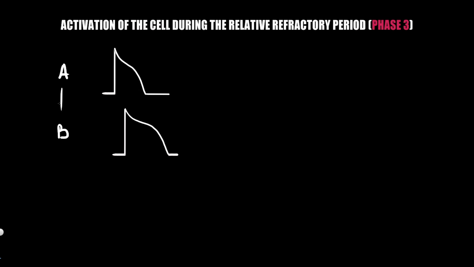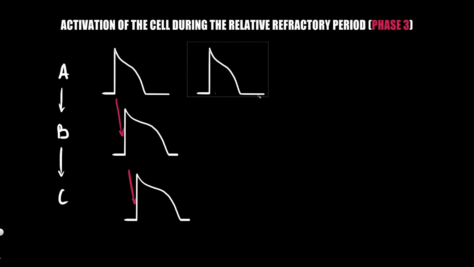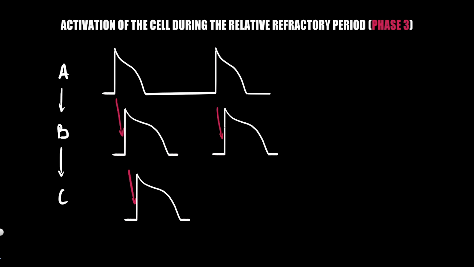Here we see the propagation of an impulse from region A through region B to region C. When it occurs after termination of the relative refractory period, conduction speed is not impaired.